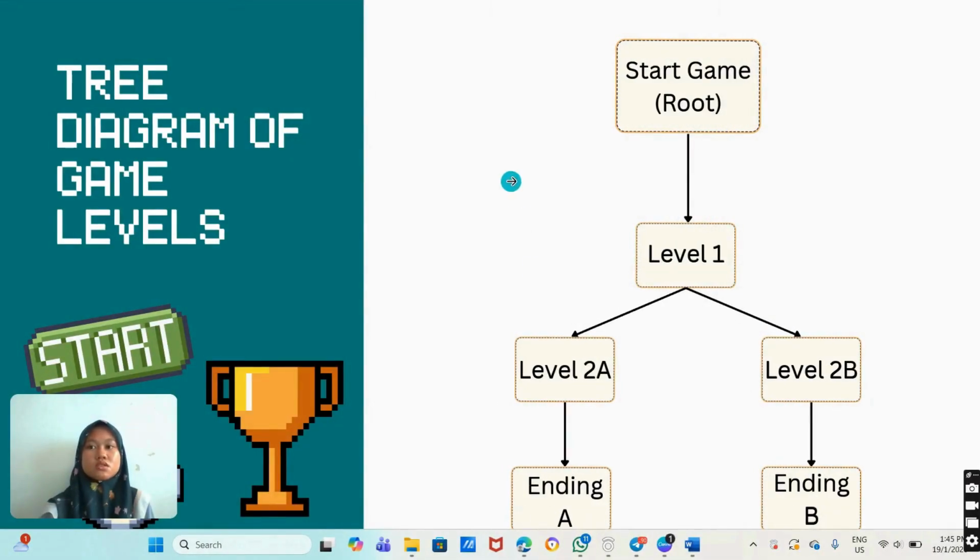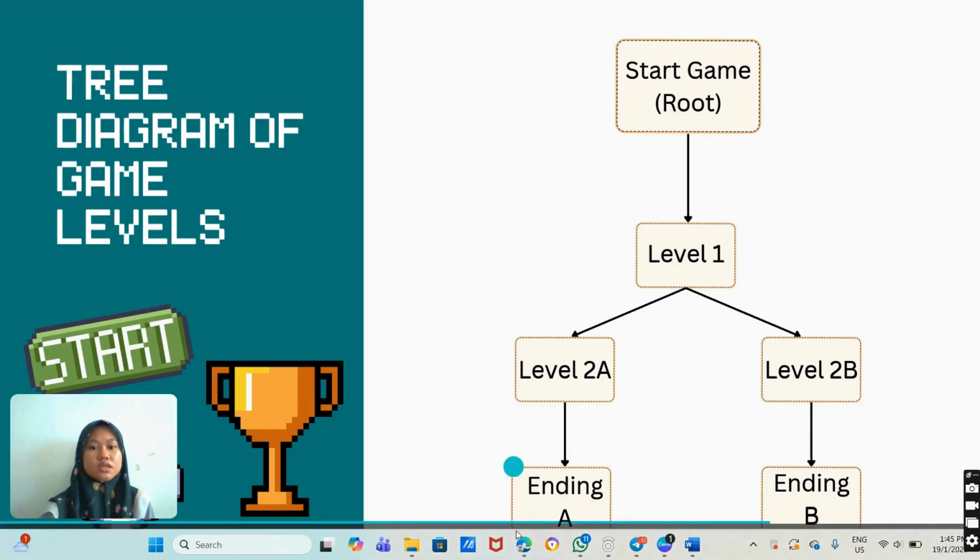So this is the tree diagram of game levels that we have done, and this is the start of the game, which is the root. Then we move to level 1, and we have two different choices, which are level 2A with ending A and level 2B with ending B.